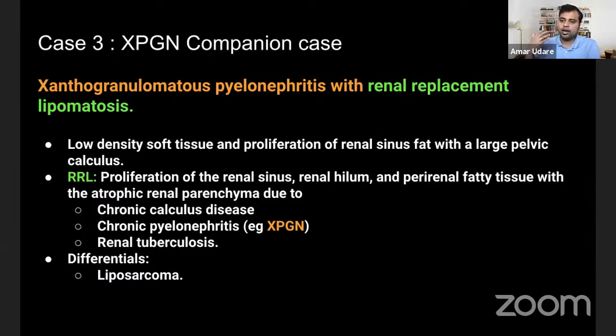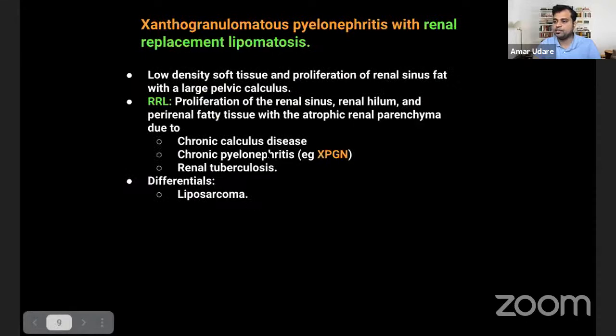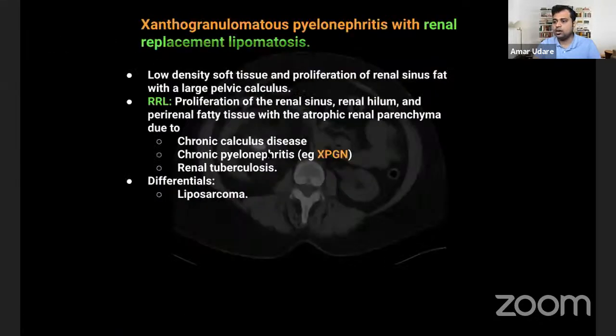But with liposarcoma, it would be difficult to distinguish, but you can always compare it to the prior studies, and if there is any obvious soft tissue, then you should start thinking along those lines. So Girish, you've rightly pointed out, this was renal replacement lipomatosis.